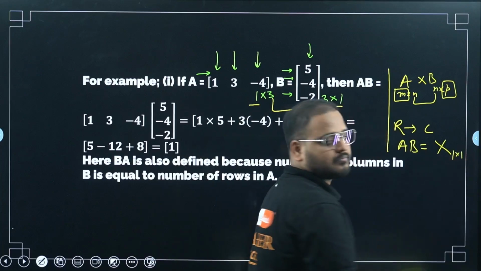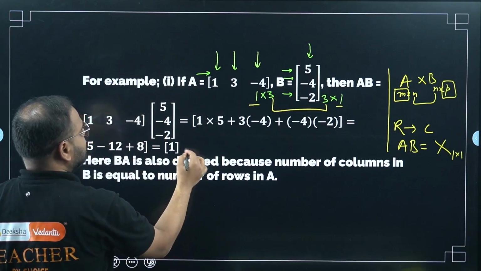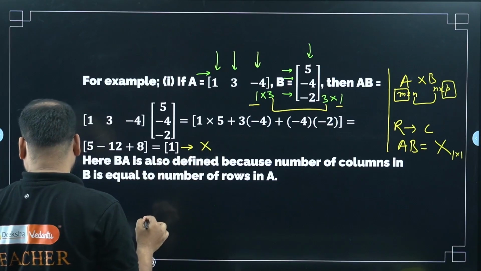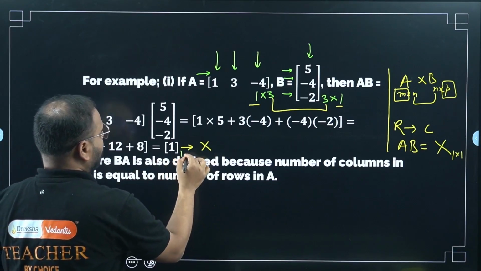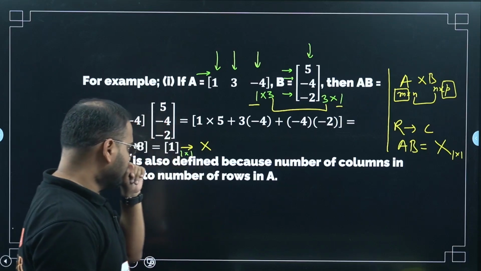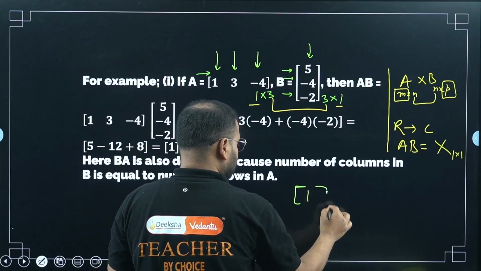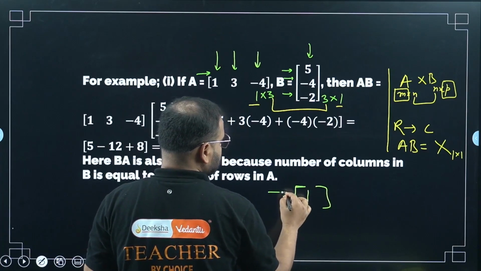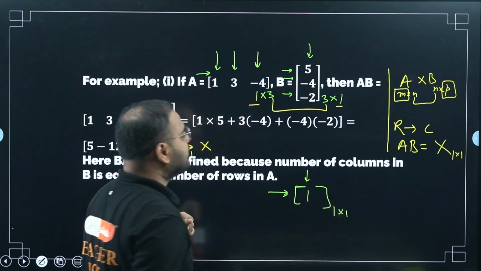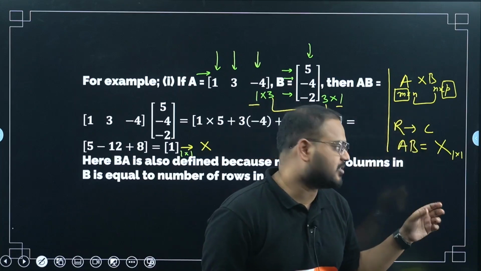What's the order then? 1 cross 1. Check here. The result that I'm getting is nothing but my matrix X. What's the order? 1 cross 1 only. How, sir? Only one row, only one column, because there's only one element. How many rows? Sir, only one. How many columns? Sir, only one. Correct?